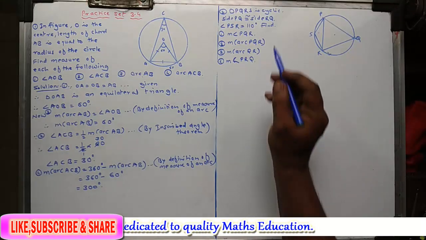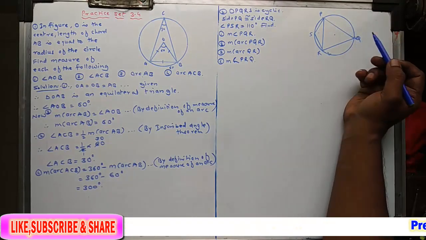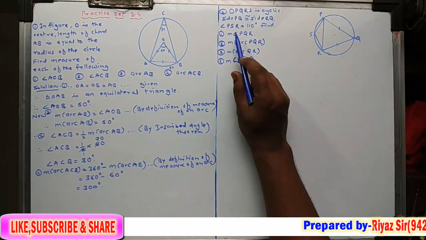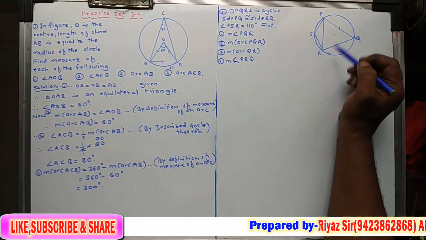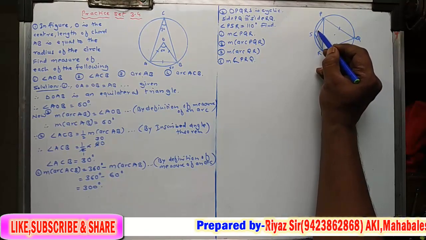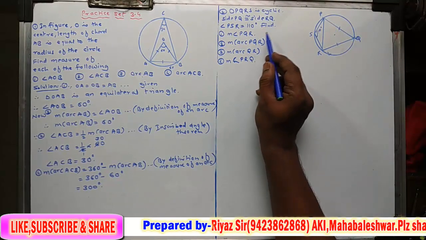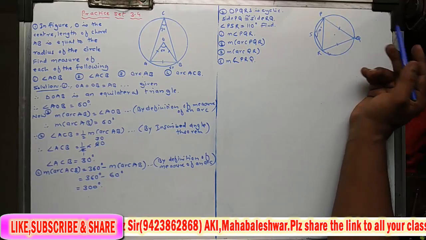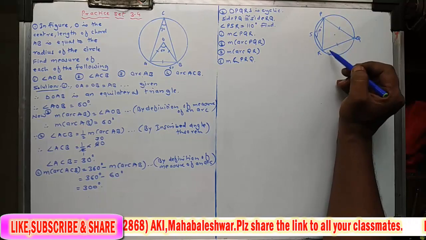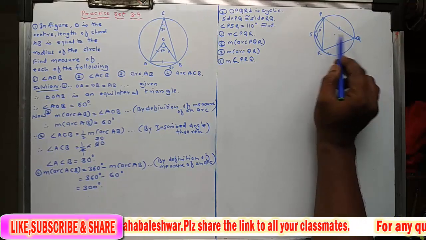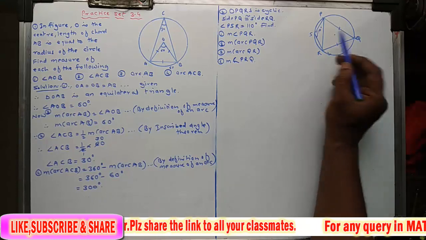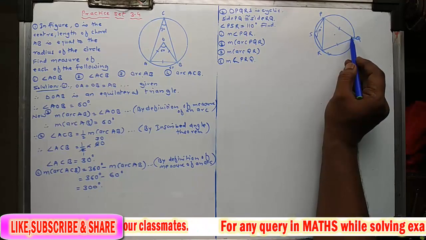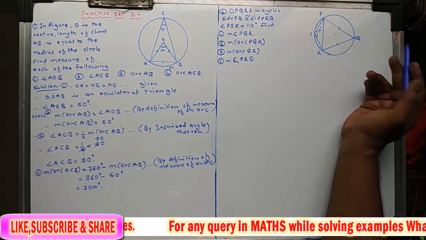The second example: PQRS is cyclic, side PQ is congruent to QR, and angle PSR is equal to 110 degrees. It is given. Then we have to find angle PQR. Angle PQR we can find, because PQRS is cyclic, and in a cyclic quadrilateral opposite angles are supplementary, that means their addition is equal to 180 degrees. So 110 plus how much is equal to 180 degrees? 70. So angle PQR is equal to 70 degrees.